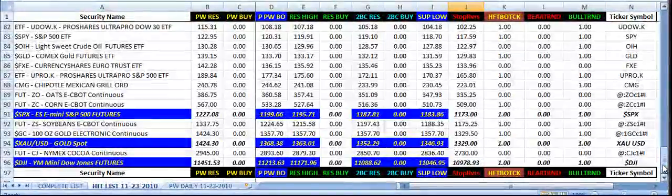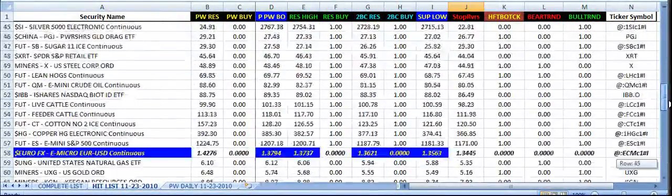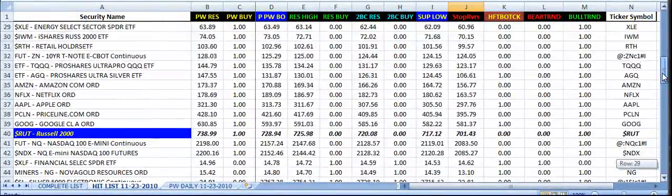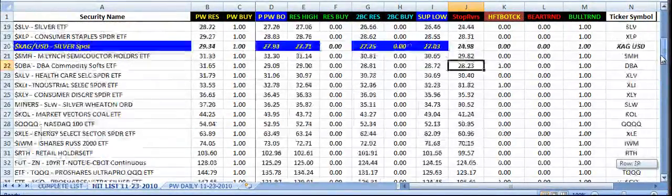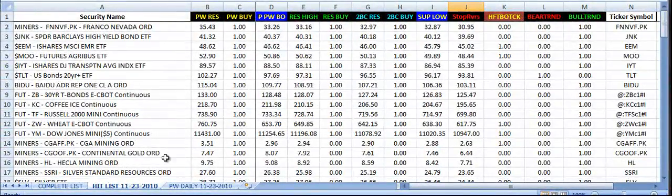So this is what I do. And I include this tab in the spreadsheet so that you can get an idea of what I'm looking at and how I'm operating in the market from day to day.